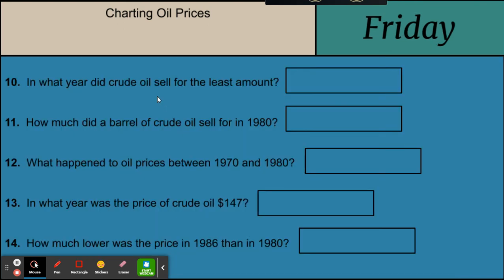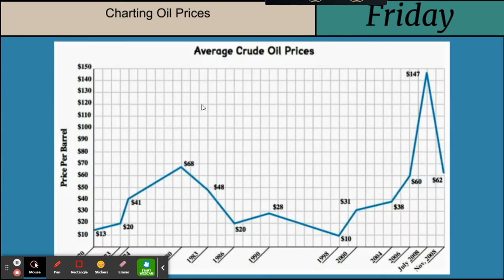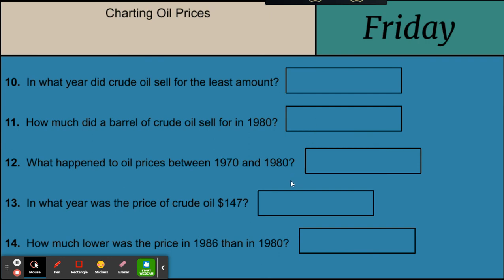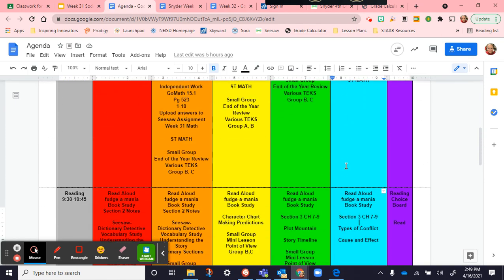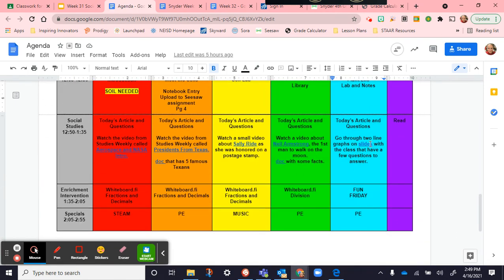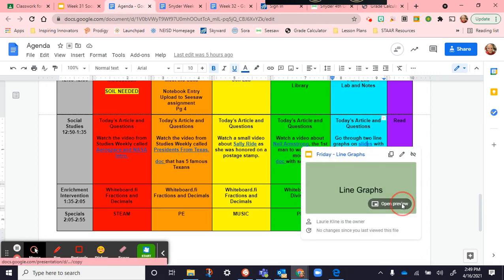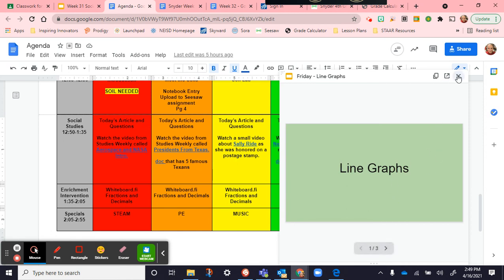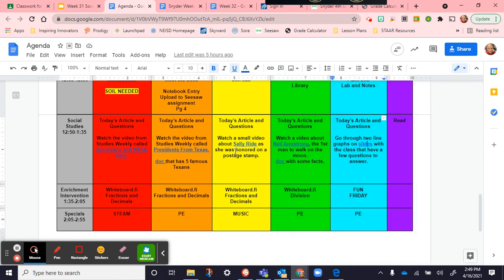So when you look at the questions and it says, in what year did crude oil sell for the least amount, you're going to go back here and you're going to say, okay, where's the smallest number? All right, 10. And then you're going to look straight down and you're going to look at that year that was there. So look at the prices, look at the dates, and that'll help you when you're solving 10 through 14. Then you have on your agenda, if you go all the way to the bottom, you can click this here as well. And this has to do with some more line graphs like we just looked at.